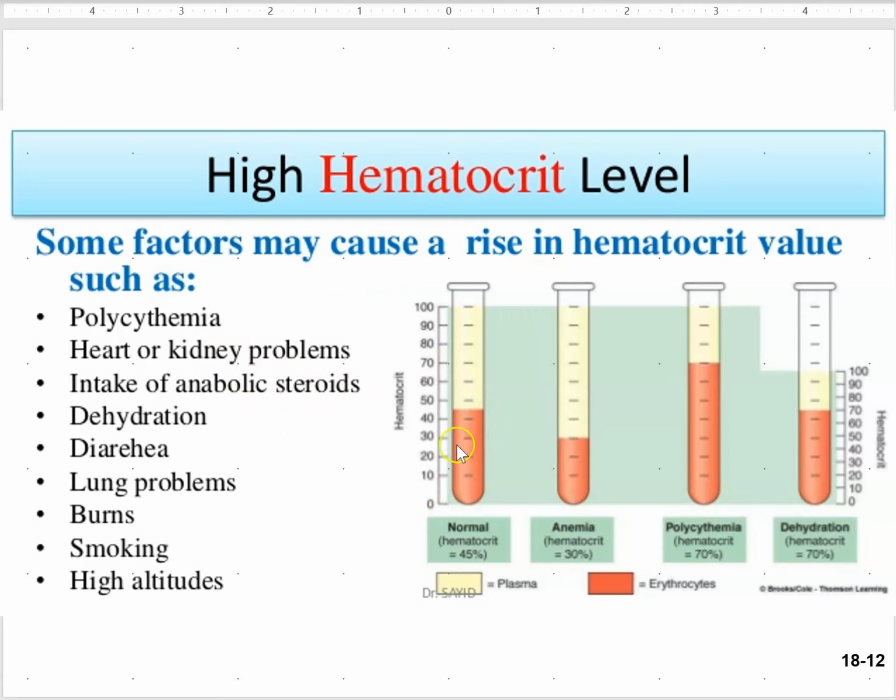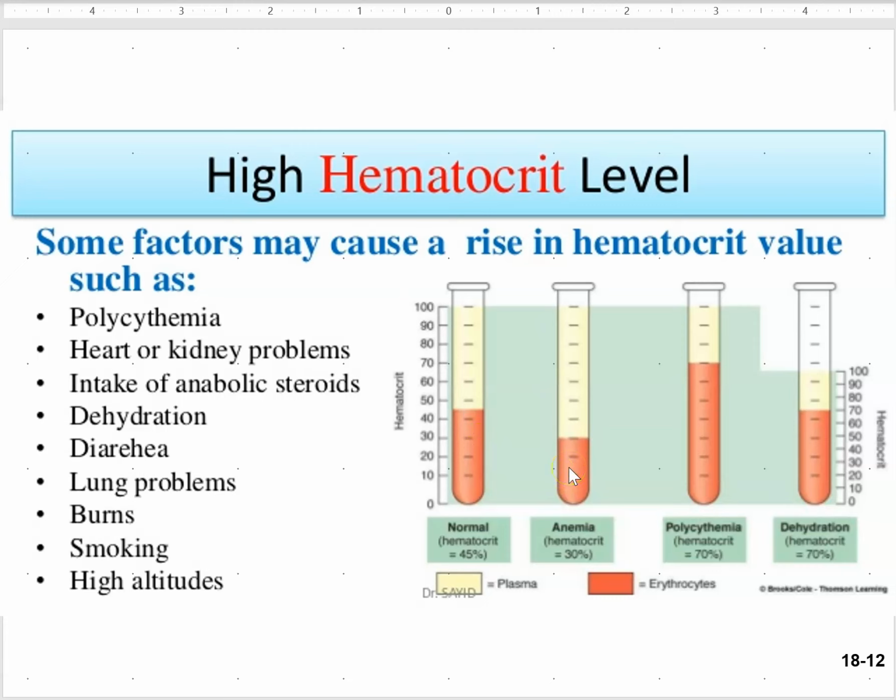Hematocrit is basically a test that measures the percentage of red blood cells in the blood. In this one over here, a normal hematocrit is 45%. Keep in mind, you can mainly tell the amount of red blood cells in a hematocrit. So in a normal person, you have about 45% erythrocytes. When you talk of hematocrit, you're not talking about the volume, you're talking about the percentage of red blood cells. If you have a 100 ml solution, right over here, you have about 45% erythrocytes.